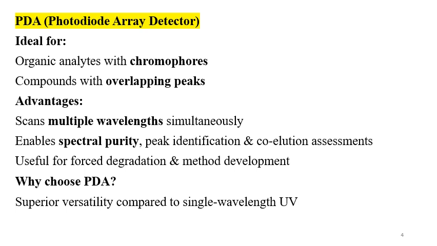Then the PDA detector. It is a photodiode array detector, and it is ideal for organic analytes with chromophores. So if your analytes have chromophores, then you can go for this detector. It is also used for compounds with overlapping peaks. Advantages of the PDA detector are that it can scan multiple wavelengths simultaneously, enables spectral purity and co-elution assessment, and peak identification can be done. It is useful for forced degradation and method development.